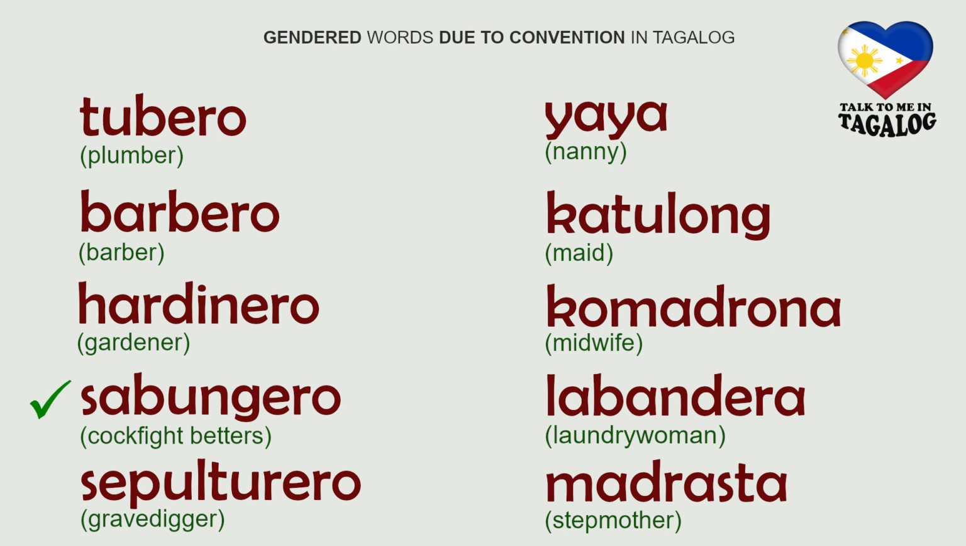Next, sabungero. Sabungero, a cockfight better or a man who engages in cockfighting. Sepulturero. Grave digger. Yaya. Meaning nanny. The word yaya is only used for women because only women usually do this kind of job. The same goes for katulong. Katulong. Maid or female housekeeper. Comadrona. Midwife. Labandera. Laundry woman.